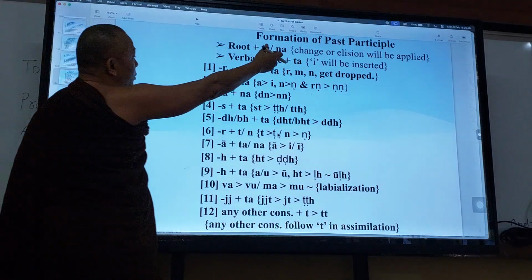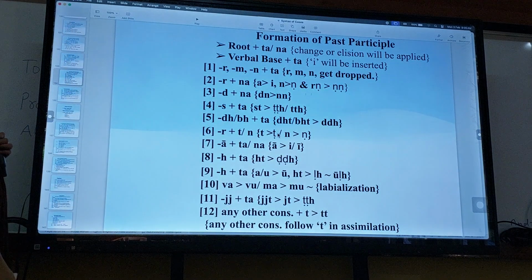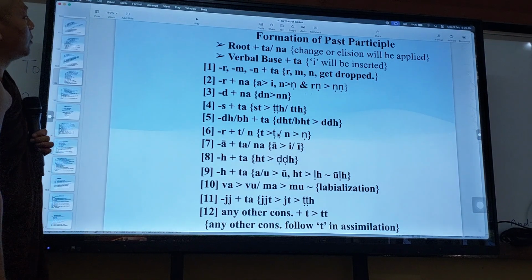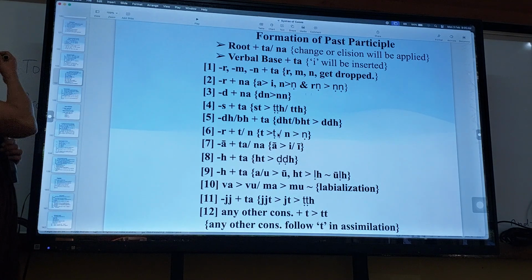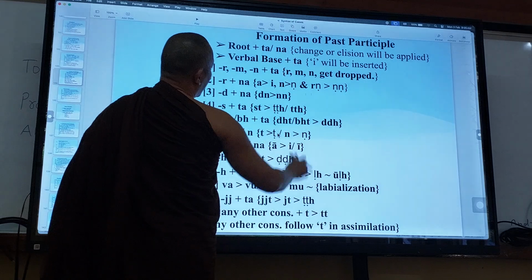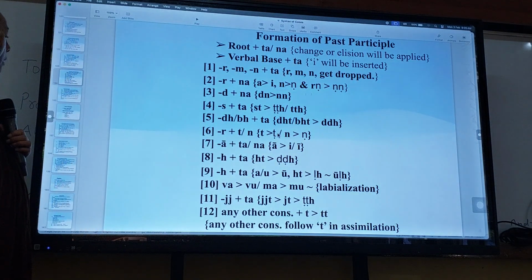To the root, if we add a past participle suffix, da or na, consonant changes, consonant drops or vowel changes also happen there. But to the vowel base, if we add the da suffix, it is very simple. Before the da is inserted, the ending vowel of the base will be dropped.